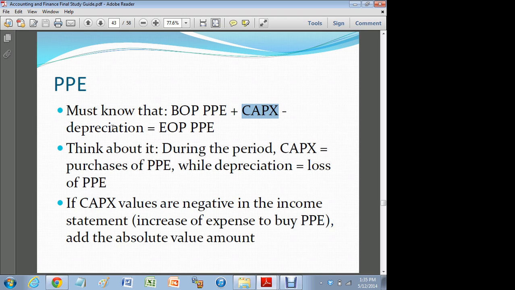And then during the period, you buy some equipment, and then some things wear out. That's your depreciation that you subtract. So these two terms refer to the changes during the period. So if you have a beginning amount, you buy some new equipment, you wear some out, you end up with the end of period PPE. So even if the CapEx is negative again, we add the positive amount, the absolute value, because that's how much more equipment we're having in our system.